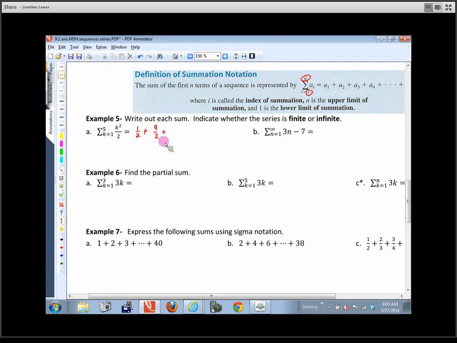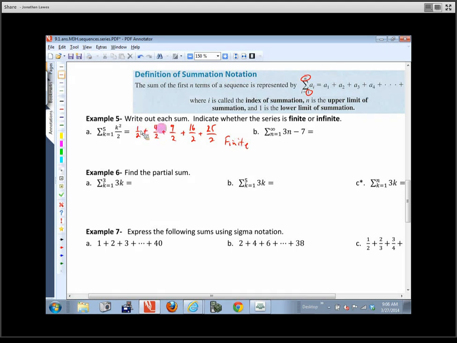Then I plug in a 3, that's going to be 9 over 2. Then I'm going to plug in a 4, that's going to be 16 over 2. And then I'm going to plug in a 5, that's 25 over 2, and I stop right there. So because I stop, is this finite or infinite? Finite. Okay, any questions?